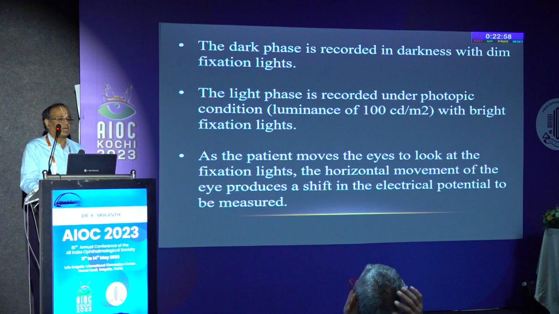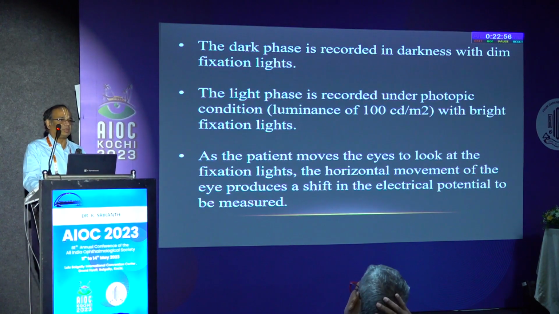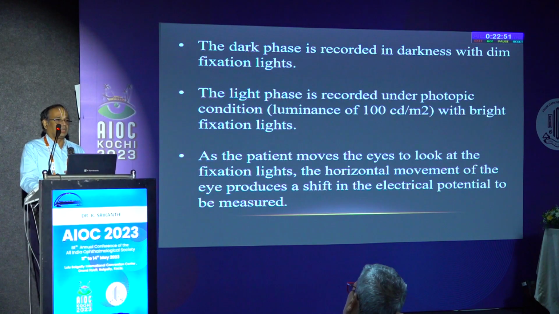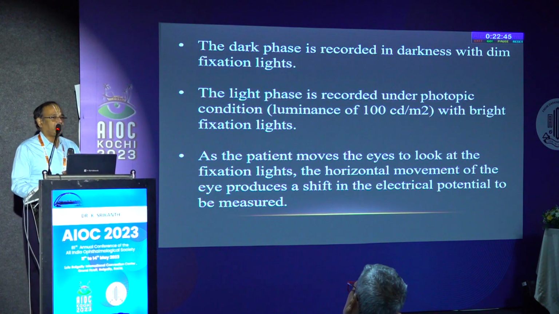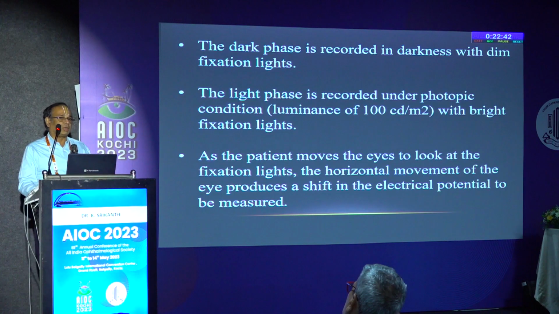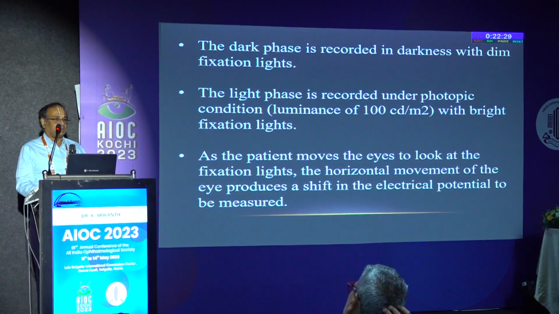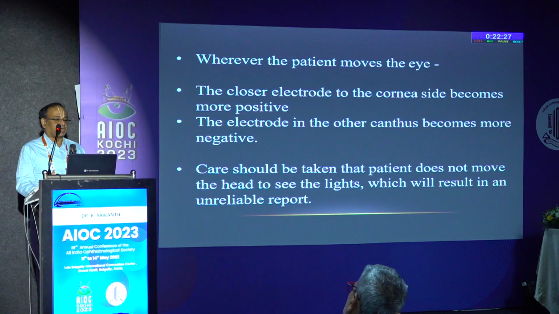So the dark adapted phase has to be there. The eye is dark adapted for a minimum of 15 minutes. Then again the recordings are done, and again the eye is exposed to light, and in the photopic condition again the recordings are done. So this is how it is done. You measure the amplitude, you measure the time latency between these recordings, and that is given in a chart.